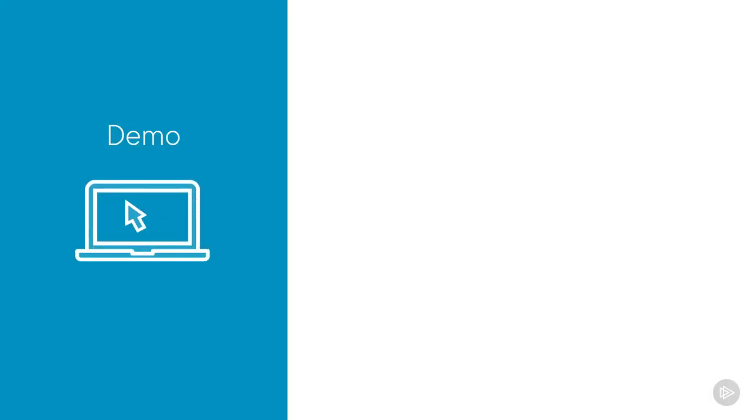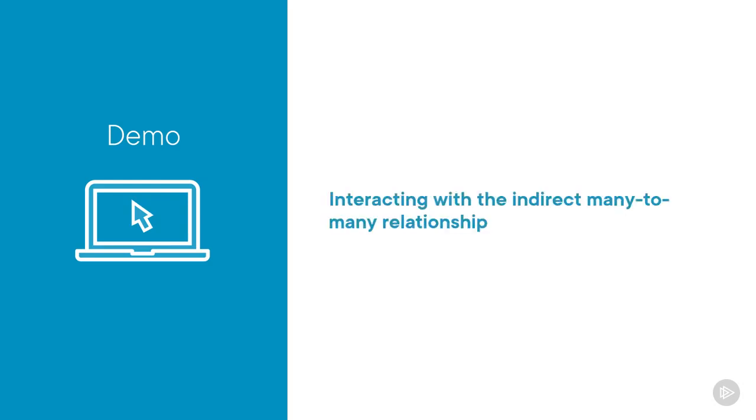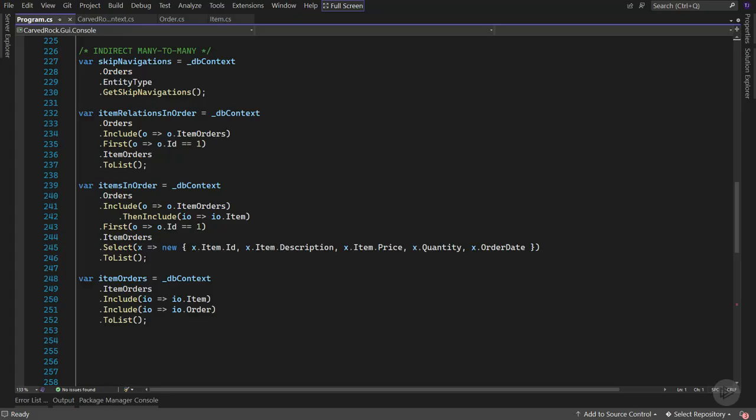Now that we've created our new indirect mapping to the many-to-many relationship, let's take a look at how we can interact with it. Much of what we see here repeats what we just did when we used the item order entity for our skip navigations. First we fetch all skip navigations from the order entity. This is only here to prove to ourselves that we indeed no longer have any skip navigations on that entity. The same would have been the case if we had looked at the item entity. And next we fetch all item orders related to the order with ID 1 from the database.